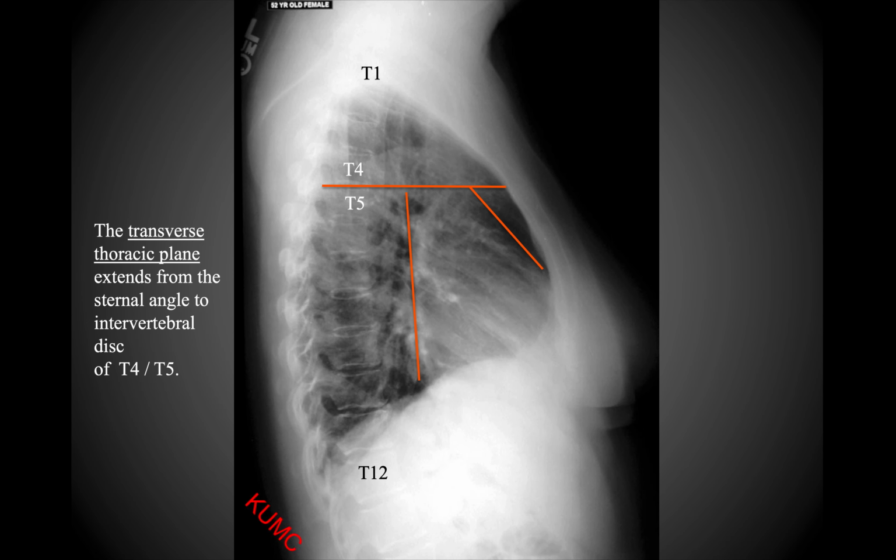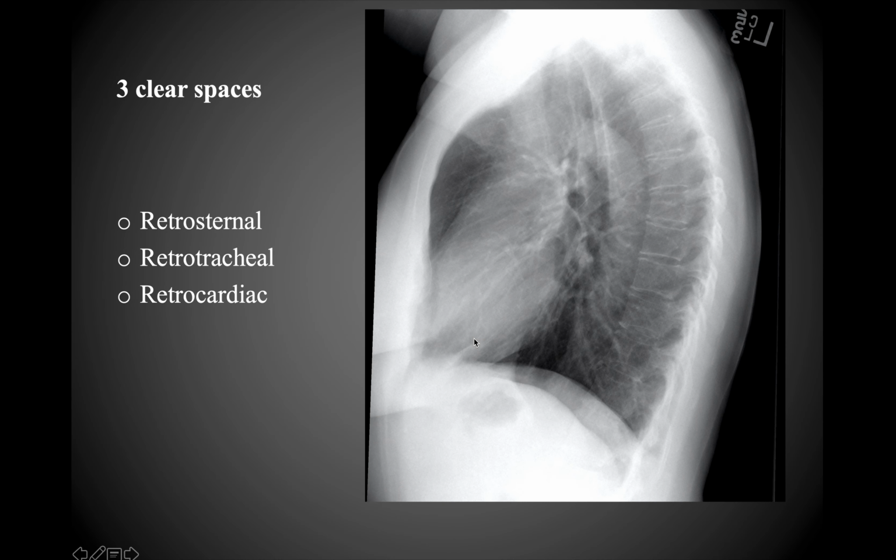Looking at this on imaging, the transverse thoracic plane, which is represented by this horizontal line, is located at the sternal angle, so the T4-5 vertebral level, where the intervertebral disc is located between T4 and T5, is the approximate level of the transverse thoracic plane. And then these two lines coming down here are representing the anterior mediastinum, the middle mediastinum, and the posterior mediastinum back here, where you can clearly see the thoracic vertebrae. And in the middle mediastinum, you can clearly make out the silhouette of the heart.